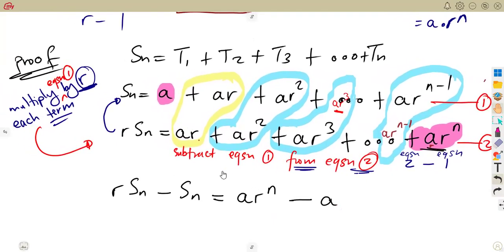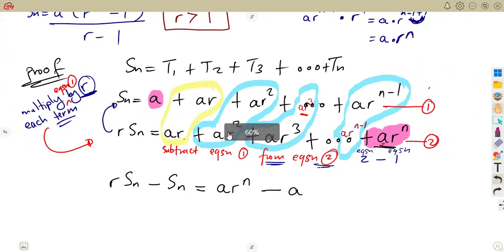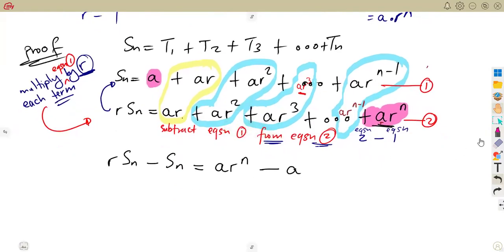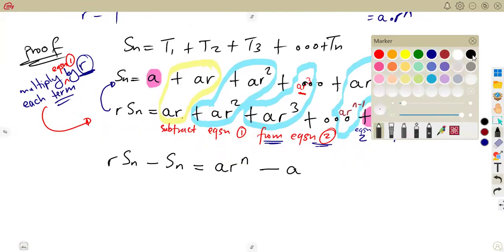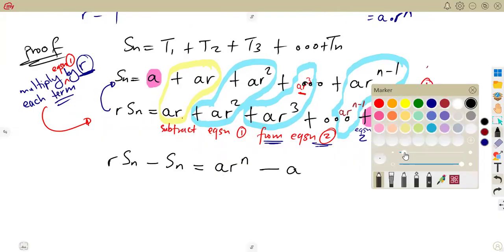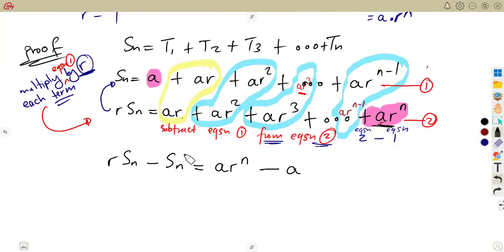So like I said, a proof is a follow-up. Just try to follow up, guys. This is what you're going to have, something like this. As you can see here, there's something common from both equations, from the left-hand side and also the right-hand side. On the left-hand side, Sn is common, so we can factor out the Sn. If we factor out Sn, we remain with r minus 1 times Sn.